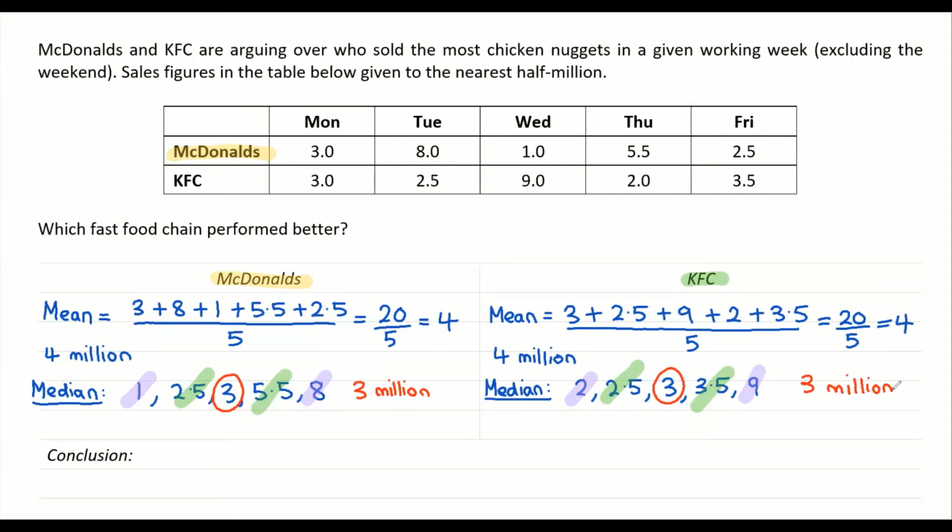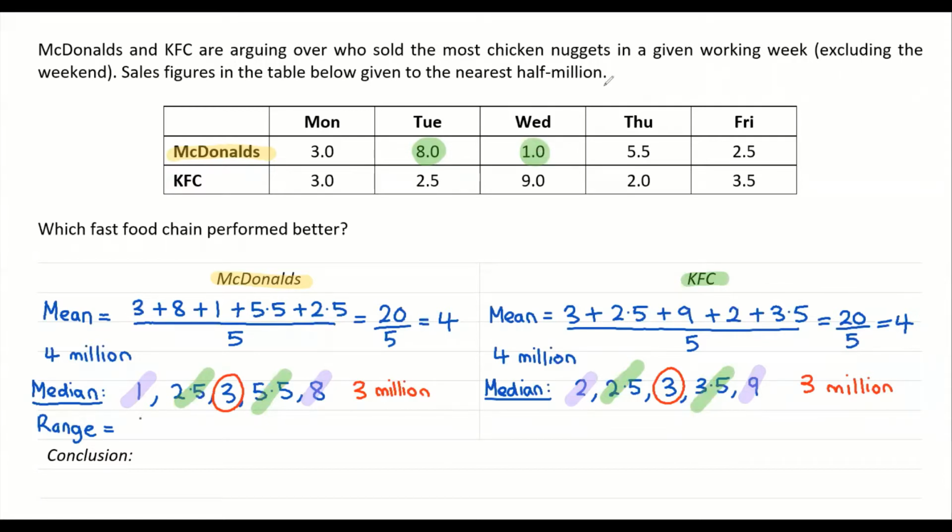So how could we measure the consistency? Well, we need to measure the spread of the numbers, and for that we need to use the range. So let's see how spread out the numbers are. So the range, now how do we find the range? Well, we need to look at the table and take the biggest number and then subtract the smallest number from it. Well, the biggest number for McDonald's was 8, which is there, and the smallest number is of course 1, which is next to it. So if you do 8 subtract 1, that gives us a range of 7.